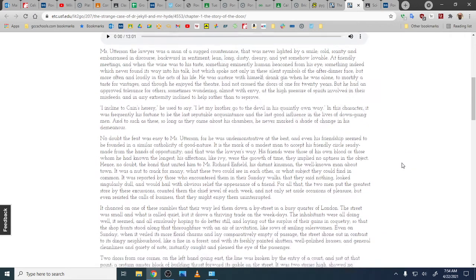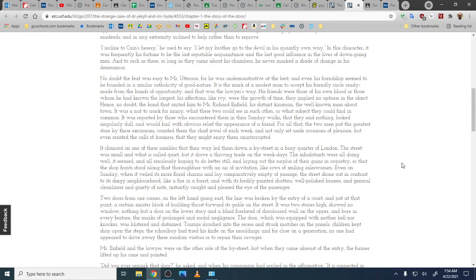Hence, no doubt, the bond that united him to Richard Enfield, his distant kinsman, the well-known man about town. It was a nut to crack for many what these two could see in each other, or what subject they could find in common. It was reported by those who encountered them in their Sunday walks that they said nothing, looked singularly dull, and would hail with obvious relief the appearance of a friend. For all that, the two men put the greatest store by these excursions, counted them the chief jewel of each week, and not only set aside occasions of pleasure, but even resisted the calls of business that they might enjoy them uninterrupted.